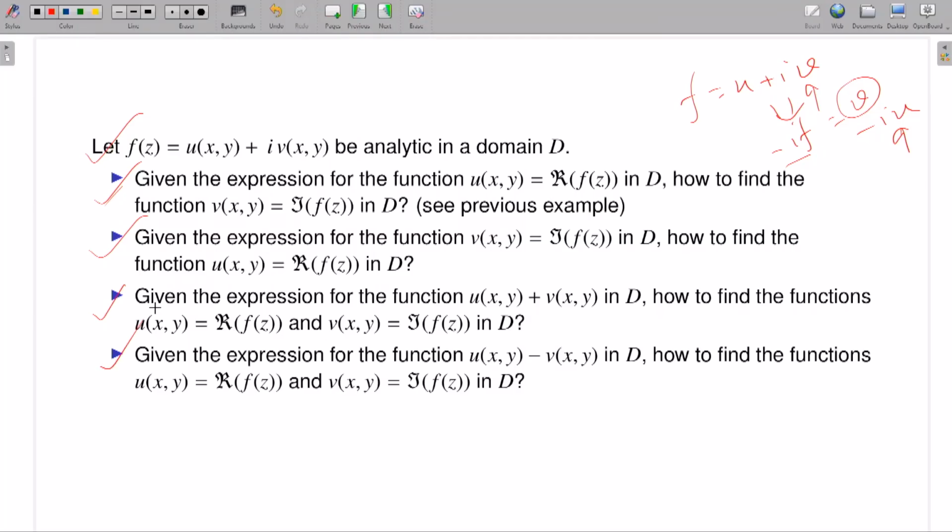Okay, then the third and fourth are a little tricky. Suppose you have a function f which is u plus iv, and suppose instead of having the expressions of u and v explicitly, you have the expression of u plus v or u minus v. Then how to get the expressions of u and v separately? There also you need a trick. What kind of trick? I already explained. Instead of dealing with the function f, you have to deal with a constant multiple of f. That means if f is equal to u plus iv and the expression u plus v is given, then what should I do?